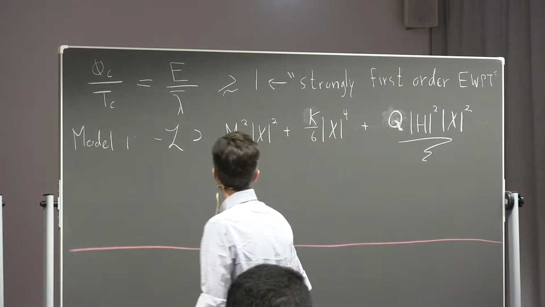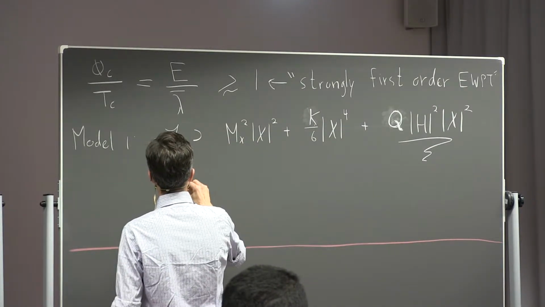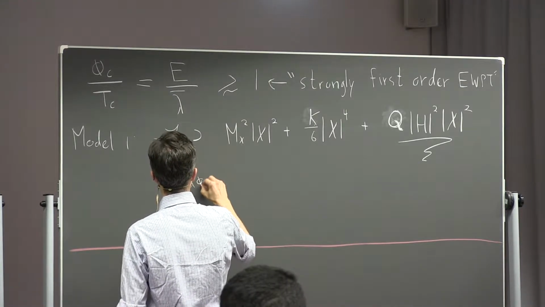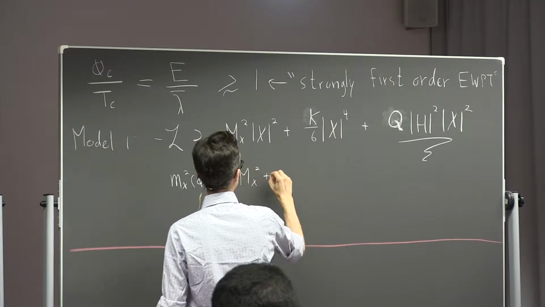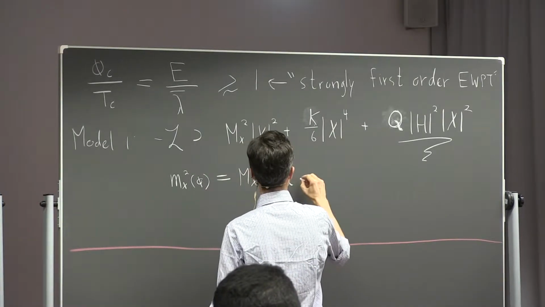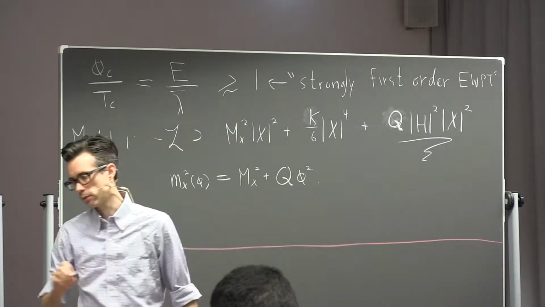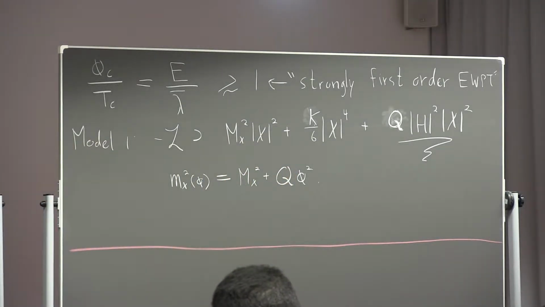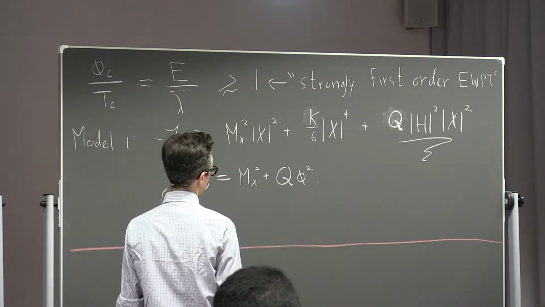Now, if I put this X particle in and look at its field-dependent mass, I get mx squared of phi in the Higgs background equal to mx squared plus q phi squared. For now, I'm going to assume that this X scalar doesn't get any kind of vacuum expectation value. And I can ensure this with either a big positive q or a positive mx squared.